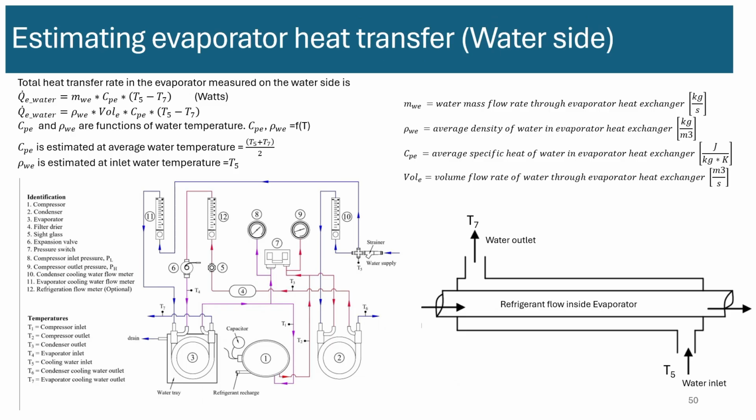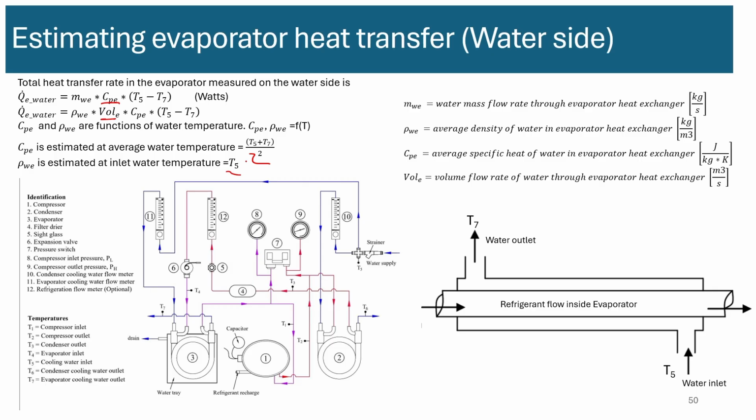For the evaporator heat transfer, the equations look very similar, except that the volume flow rate is based on another sensor, another flow meter, and the Cp is based on temperatures T5 and T7. So the main difference is the volume flow rate and the operating temperatures, but the formula looks very similar. The Cp is estimated for this average temperature of T5 and T7 instead of T6 and T5, and the density is estimated again at the same temperature, T5.